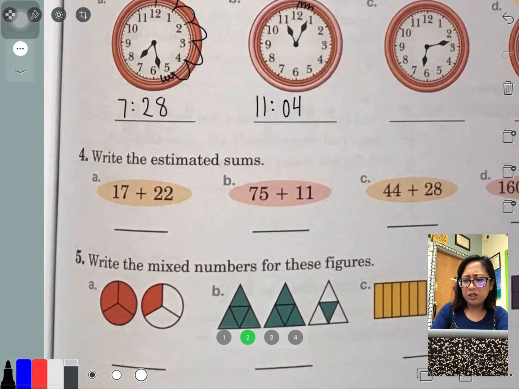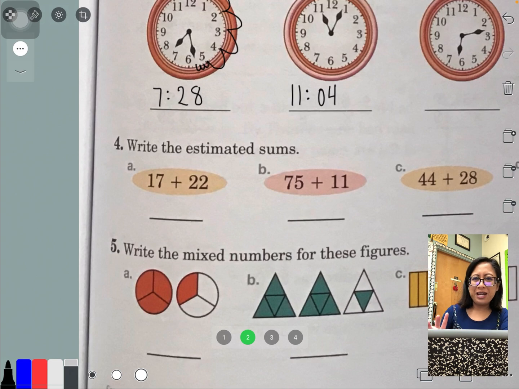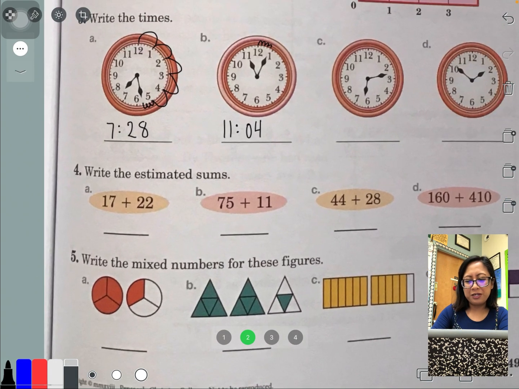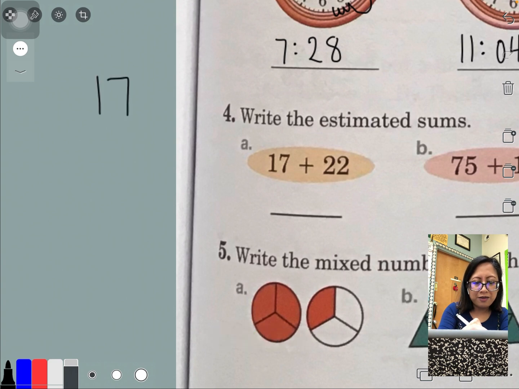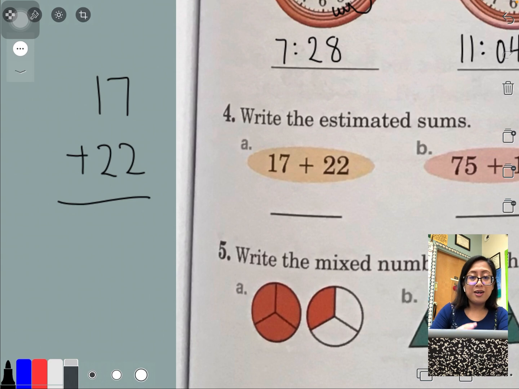Number 4, I don't know if you remembered how to estimate, but I'm going to do A and B with you, and then C and D at our Zoom meeting. As you can recall, when you estimate, I'm going to write this vertically because horizontally it's confusing. So A is 17 plus 22.